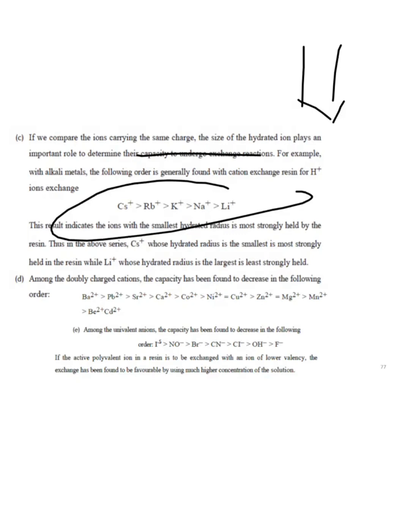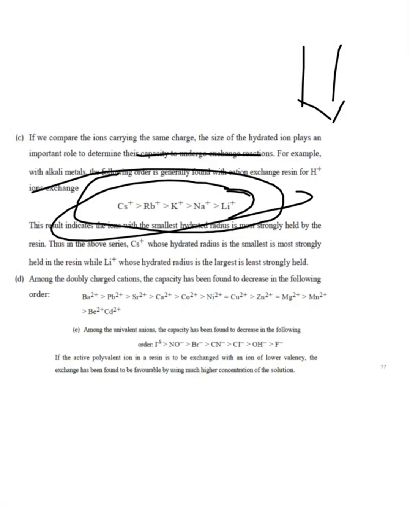Here size has been found decreased. It mainly depends on the size. So if the ions have the same charge and the same size, the order is given in decreasing order of the size. The ions with the smaller hydrated radius are more strongly held by the resins. Resin is used as a stationary phase in ion exchange chromatography.